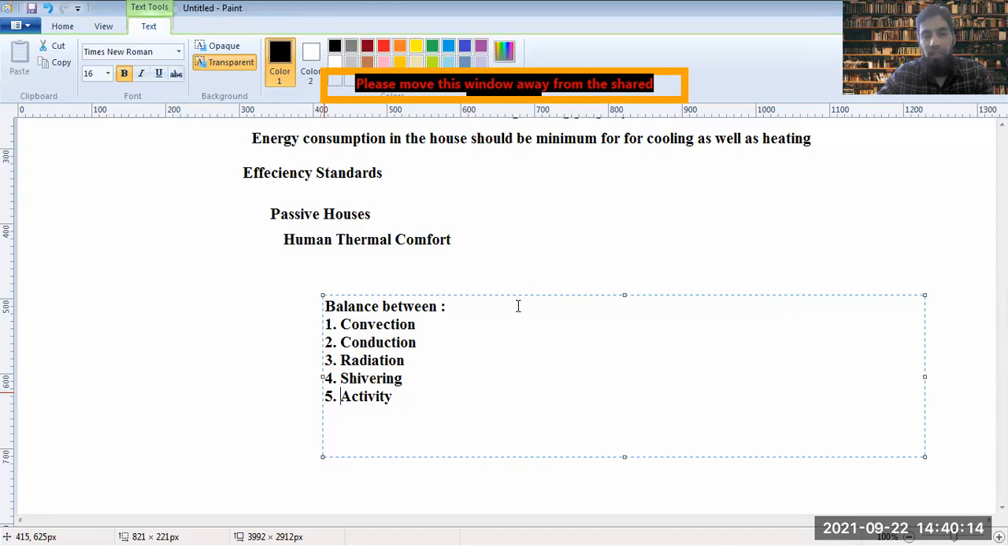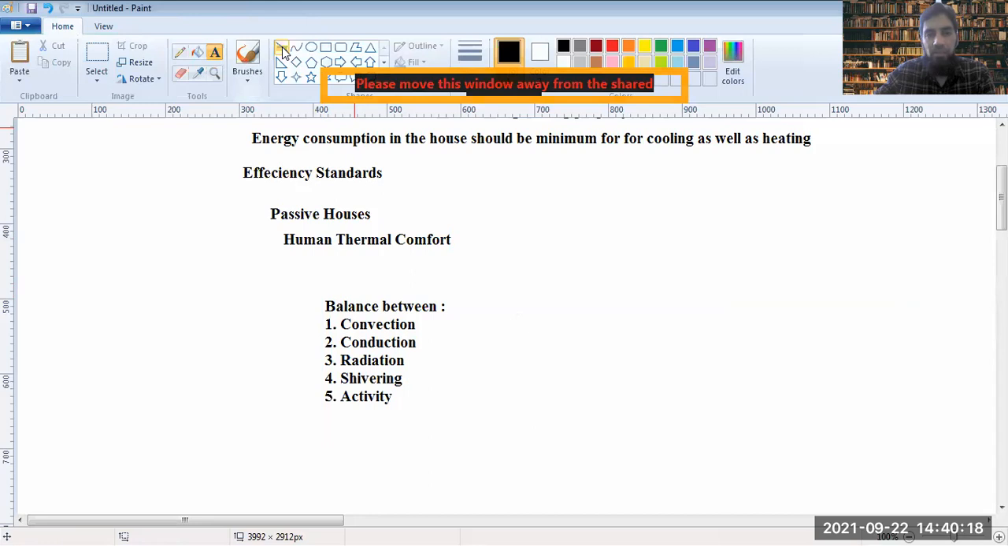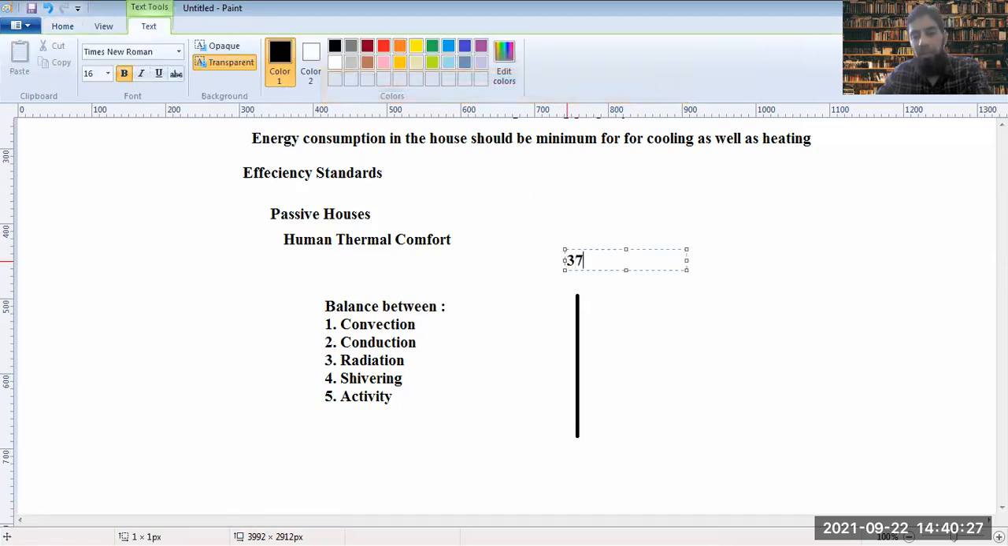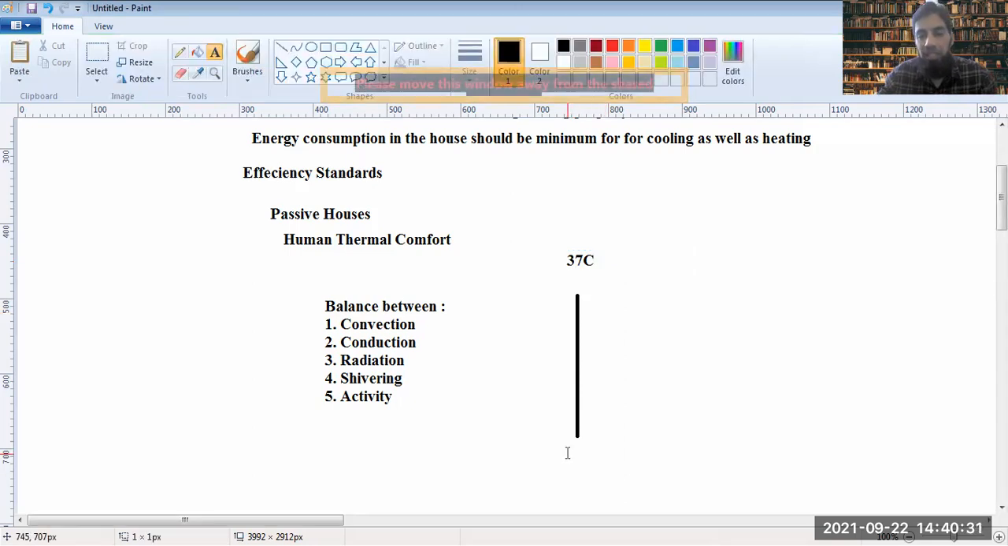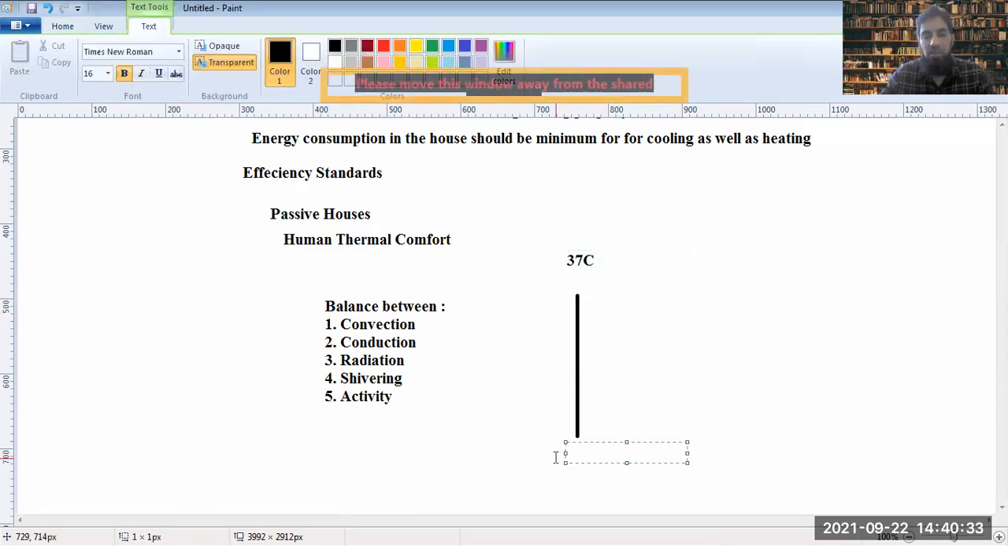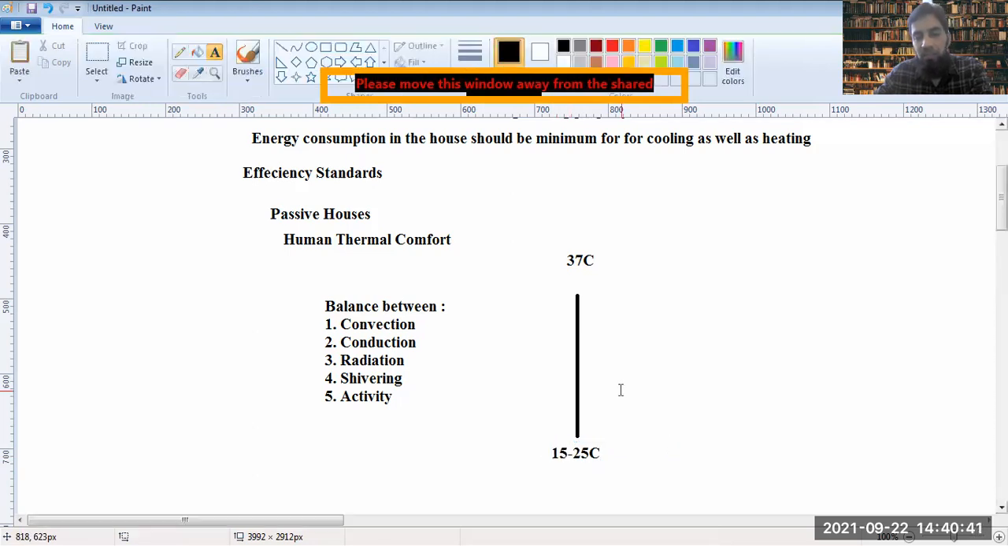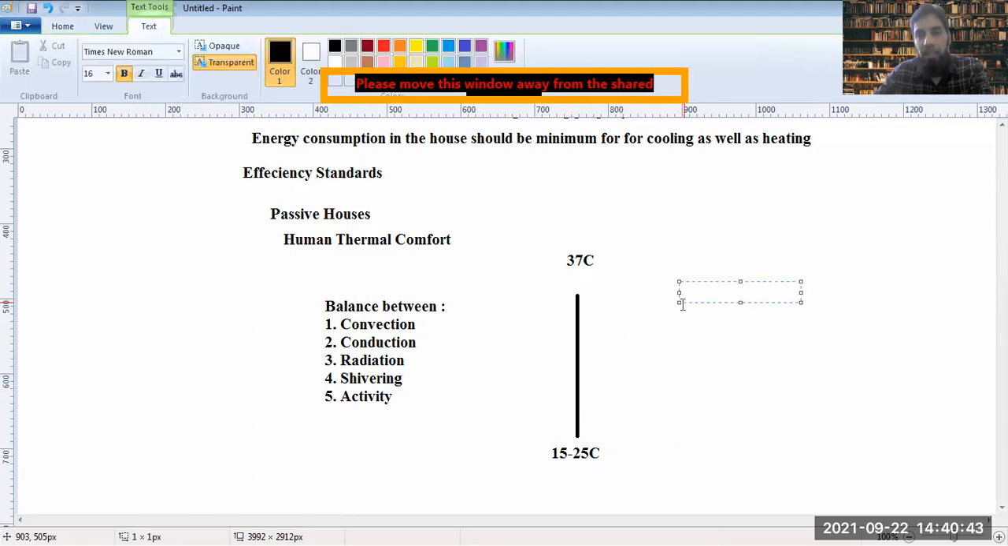So you have to maintain a normal temperature, which has to be somewhere around the body temperature. The deep body temperature of a human body is 37 degrees Celsius. But do we go for 37 degrees Celsius in our houses? No, we do not. We usually keep it between 15 to 25 degrees Celsius, which is comfortable for a human body.